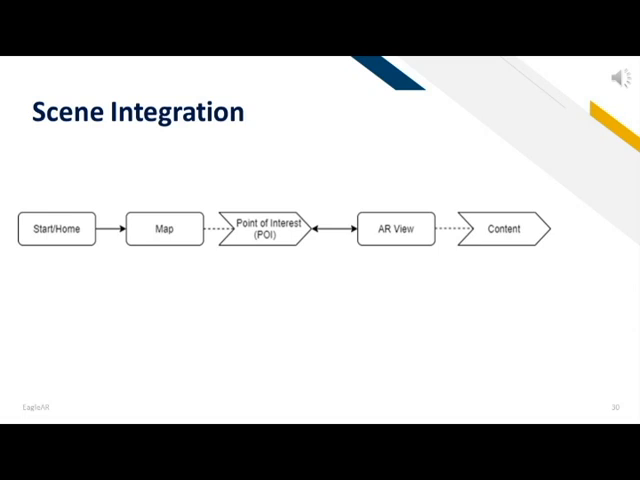The map has points of interest embedded into its scene. When the points of interest are interacted with, it'll move on to the AR view scene. The AR view scene has content that could be interacted with, and once the content is interacted with, it'll move back to the map scene.